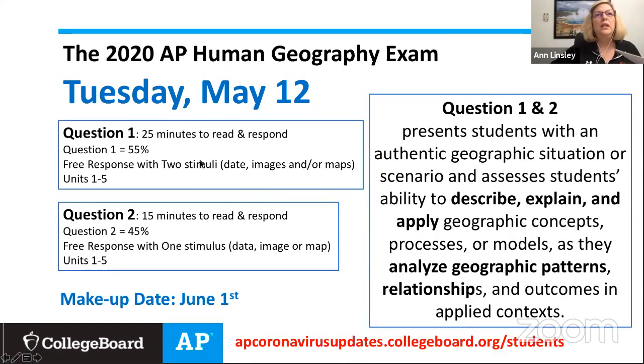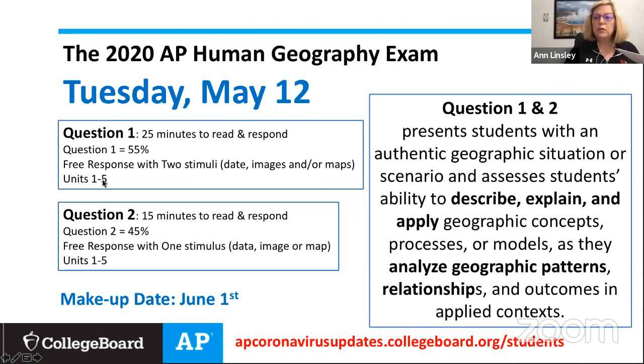So once again, question one is going to be 25 minutes. In the free response question, you're going to have 2 different pieces of stimuli on it. So maps, charts, data, 2 different pieces, images could be in there too. Okay, one more time, because I received 2 questions from students about this.